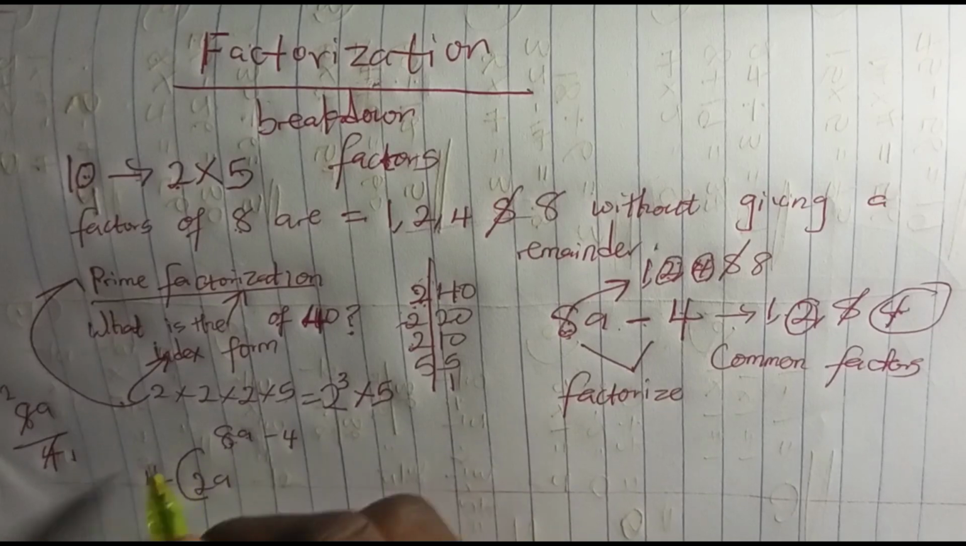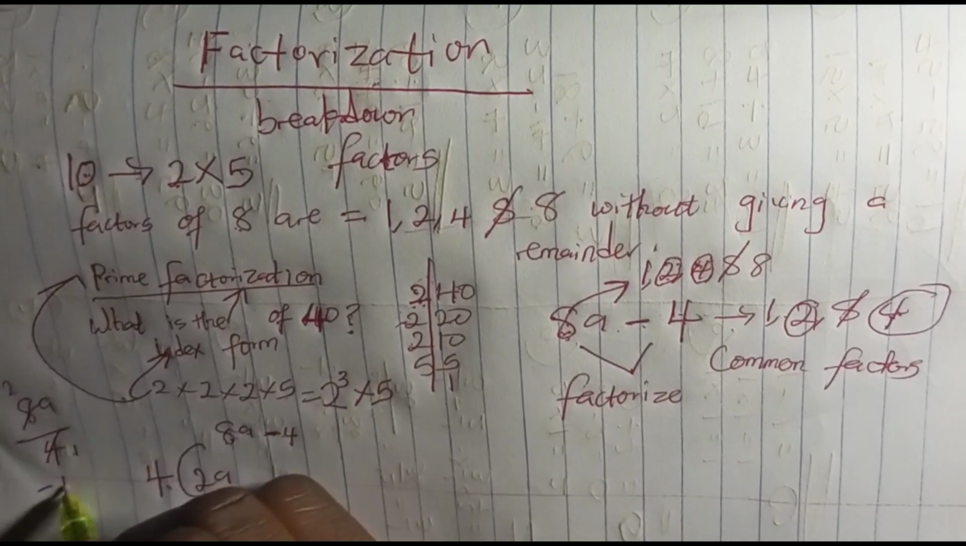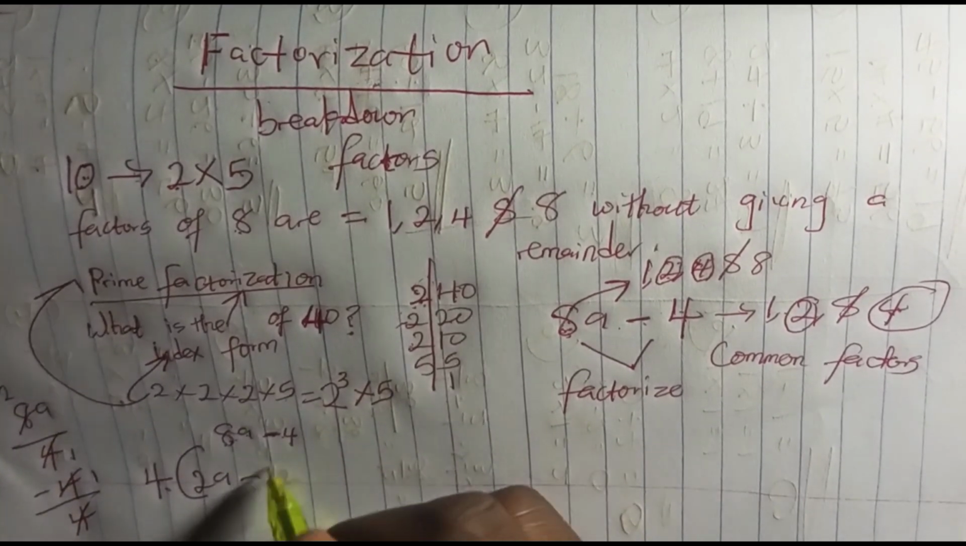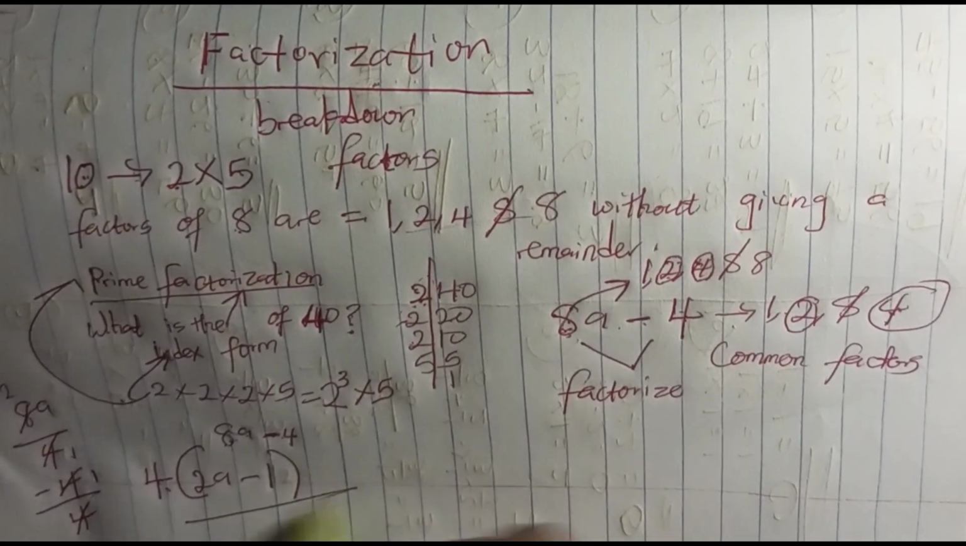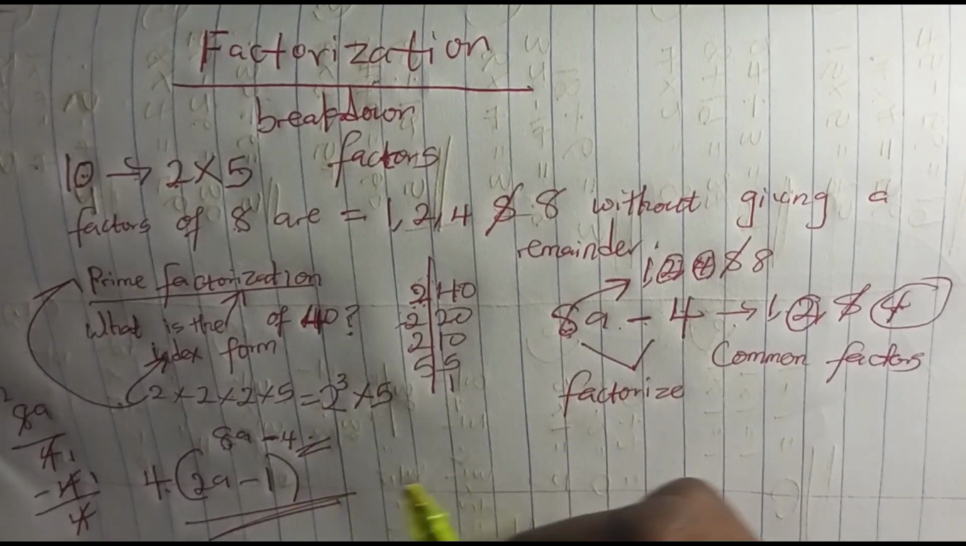what is it meant to give us? It will give us what? 2a. So we're having 2a. Now, minus 4 divided by 4, that will definitely give you minus what? 1. Does it make sense? Now, I want you to look at this. I'm having 8a minus 4 as 4 into bracket 2a minus 1.